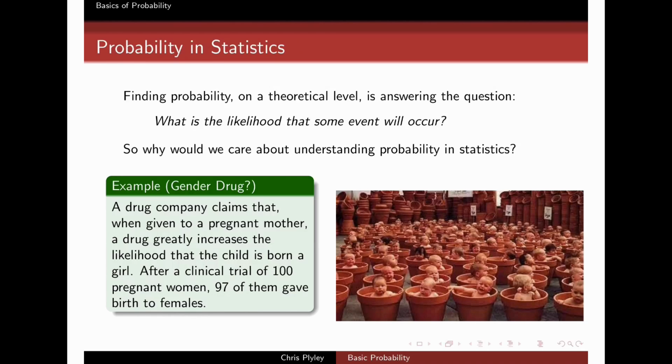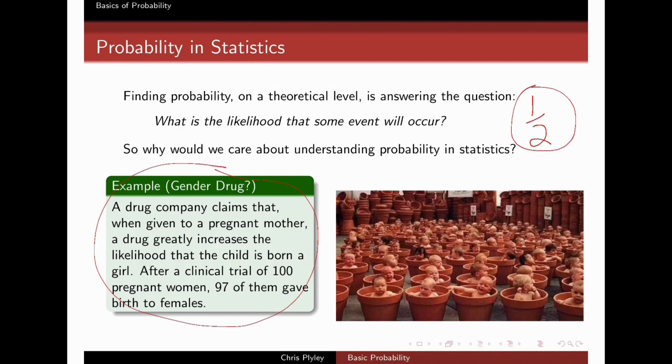And so what I mean by that is, as a quick fun example, let's suppose that we were doing a statistical study where I gave a drug to pregnant women, and my claim or my feeling was that this drug would somehow increase the likelihood that a child being born is a girl. And we'll assume for now that when a parent has a child, the likelihood of that child being a girl is 50-50, right? We have a 50% chance or a 1 in 2 chance that the child will be a girl, and of course a 1 in 2 chance that the child will be born a male.